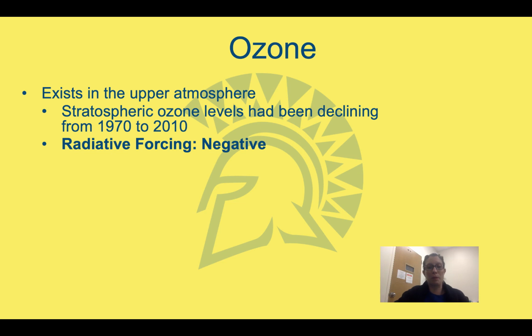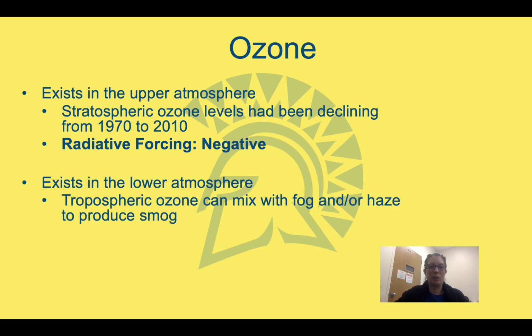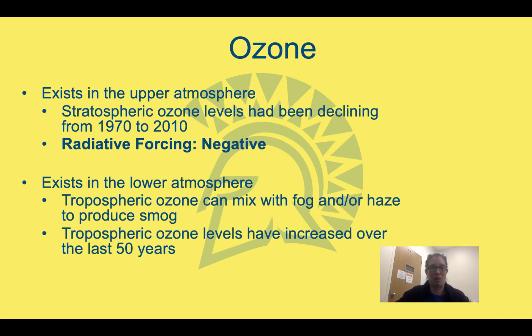Now, remember we were talking about the ozone to begin with. This exists in the upper atmosphere. The stratospheric ozone levels have been declining from 1970 to 2010, and this is going to cause a negative radiative forcing. Okay, this exists in the lower atmosphere. The tropospheric ozone can mix with fog and or haze to produce smog. Okay, remember, so good in the upper atmosphere, but bad in the lower atmosphere. Tropospheric ozone levels have increased over the last 50 years.